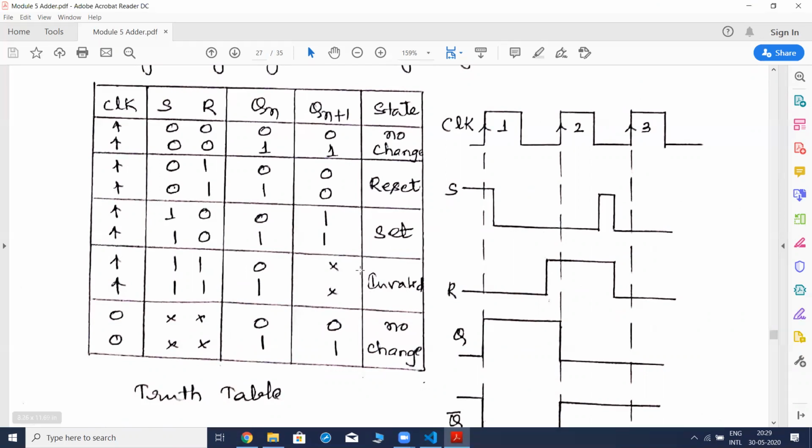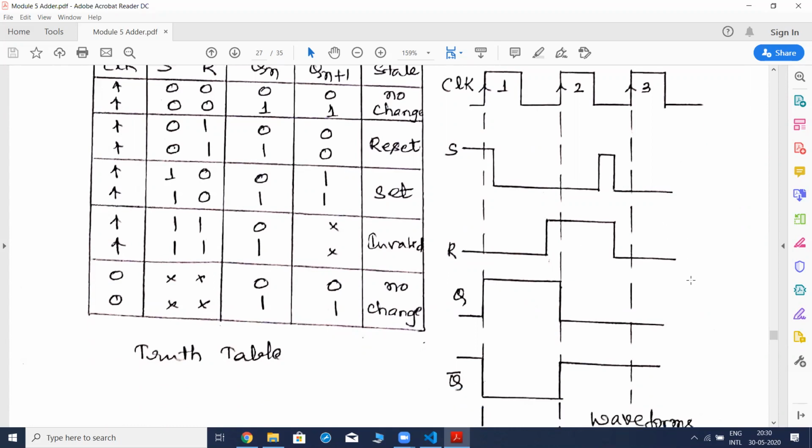Okay, so the truth table gives us enough information regarding the SR flip-flop. I've shown how it is done for all the cases. What we need to remember here is that when both inputs are the same, that is S equal to R equal to 0, we get the no change condition. When S is 0 and R is 1, we get reset. When S is 1 and R is 0, we get the set state. When S and R are both 1, we get the invalid state.